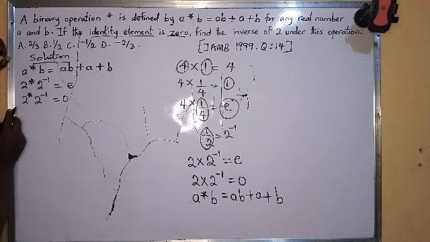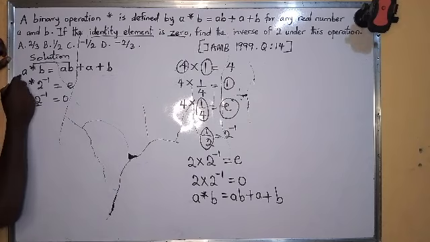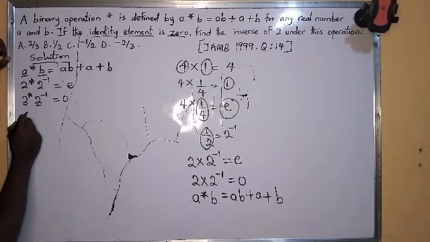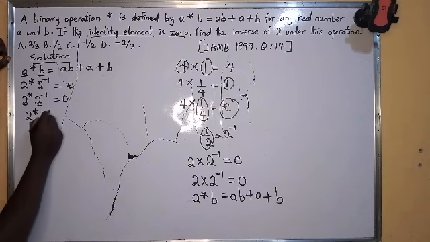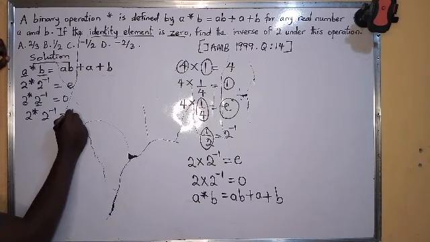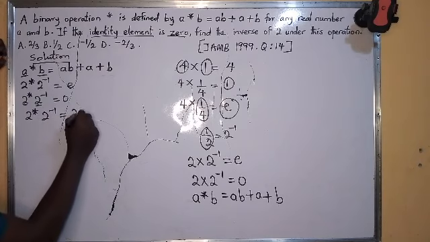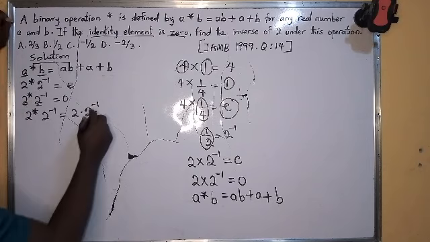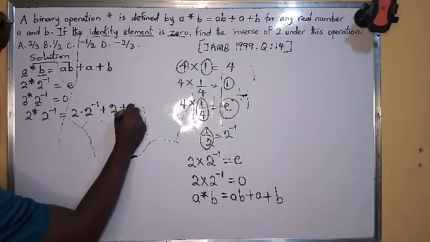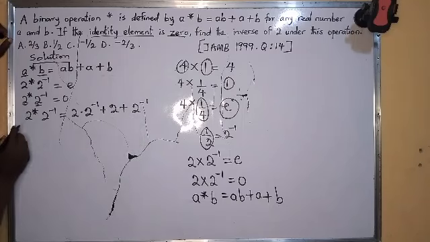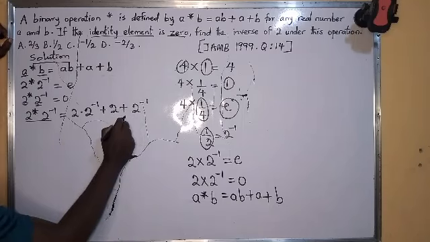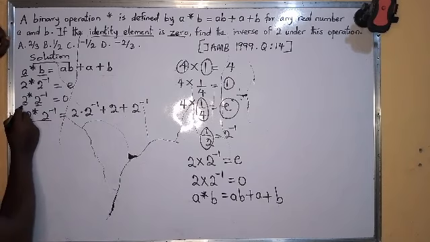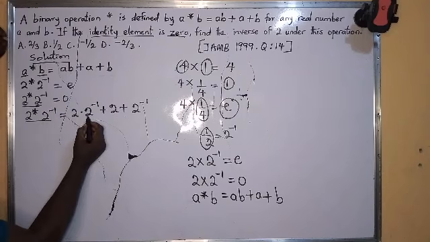If we substitute in A operation B, then 2 operation 2 raised to power minus 1 will be equal to 2 multiplied by the inverse of 2, where A represents 2 and B represents 2 raised to power minus 1, plus 2 plus 2 raised to power minus 1. And this value is also equal to 0, so we can equate them.